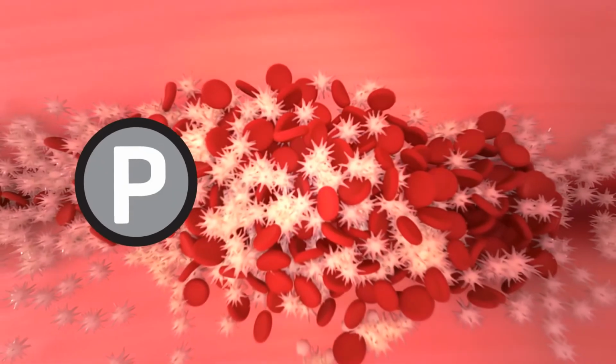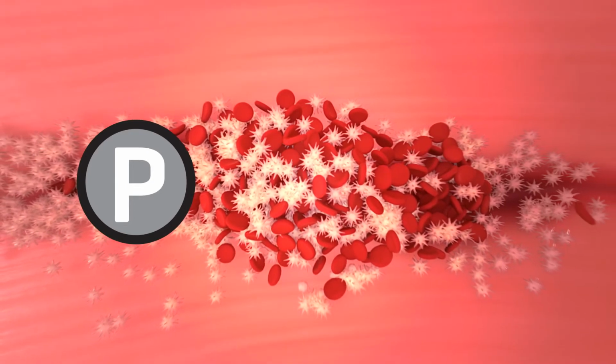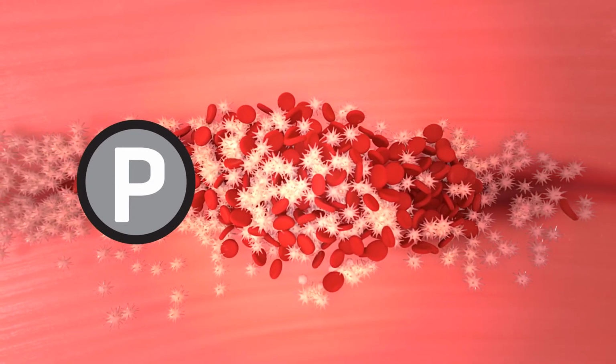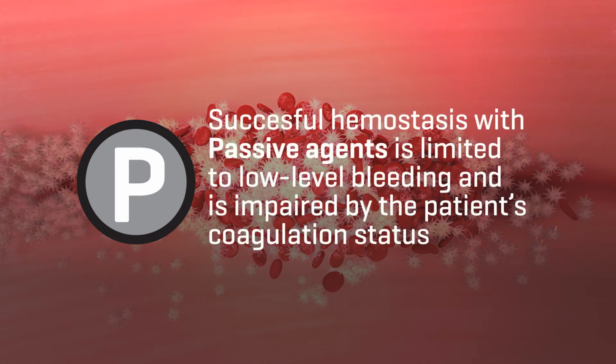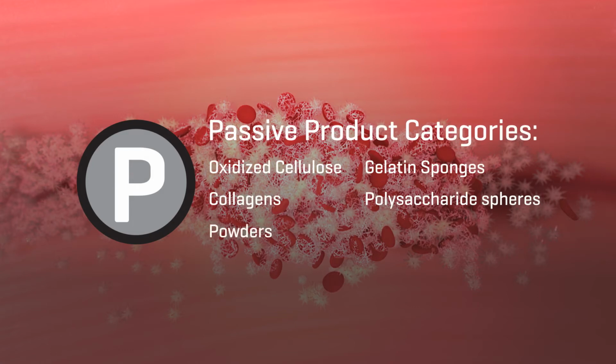Passive agents rely on platelet aggregation or activation as well as normal formation of thrombin. Coagulation must be intact. Achieving successful hemostasis with passive agents is limited to low-level bleeding and impaired by the patient's coagulation status. Passive products include oxidized cellulose, collagen, gelatin sponges, polysaccharide spheres or powders.